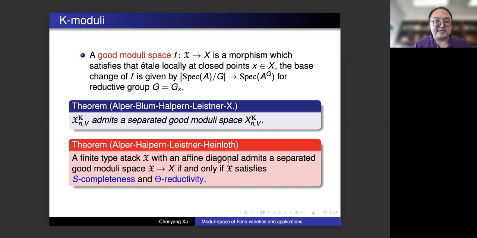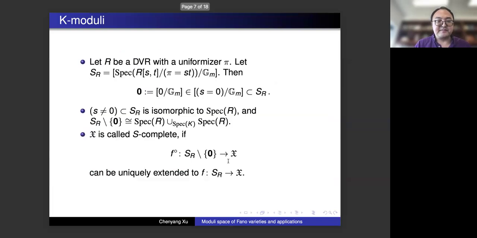These two are called S-completeness and Theta-reductivity. I think in a recent talk, Jarod started to call it something like S-reductivity and Theta-reductivity. So I think they haven't completely agreed on the terminology yet. But in the original paper they wrote, it's called S-completeness and Theta-reductivity. So if you hear something called S-reductivity, don't be too confused. I think it probably just means the same thing as S-completeness.